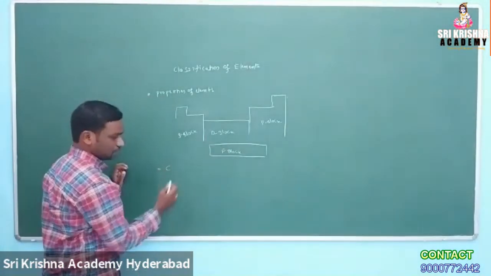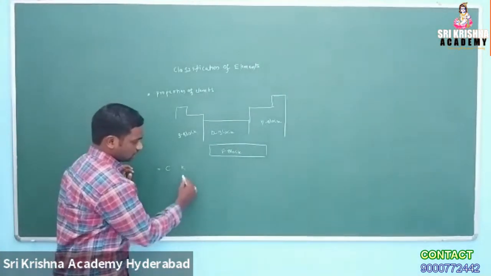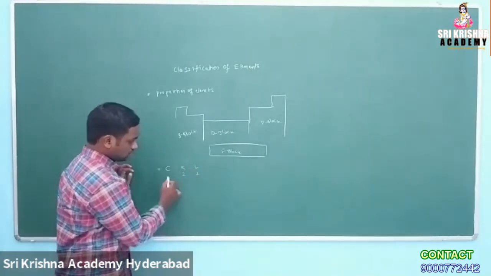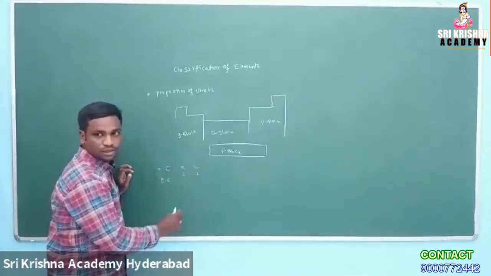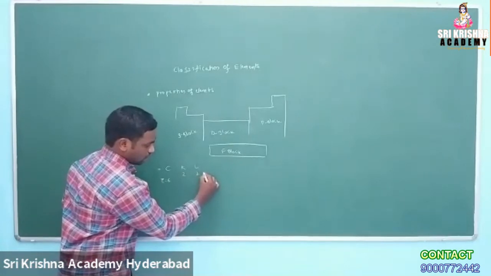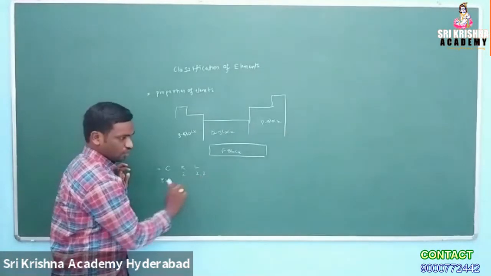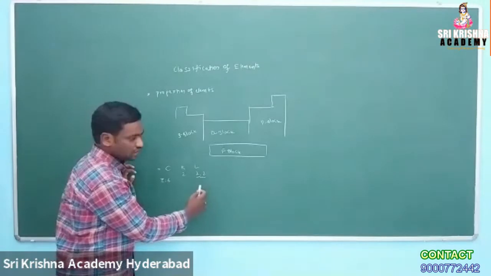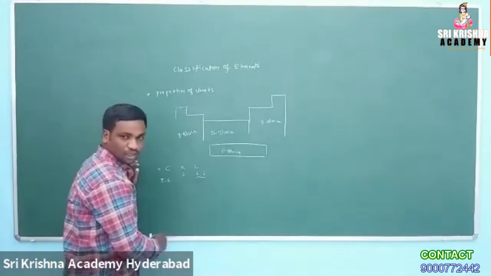Suppose the element is carbon. Carbon's atomic number is 6, Z equal to 6. The K shell has 2 electrons, the L shell has 2 electrons, and the L shell has another 2 electrons, so 2, 2, 2, total 6. The outer shell is also called the valency shell. Total valency electrons are 4 here.